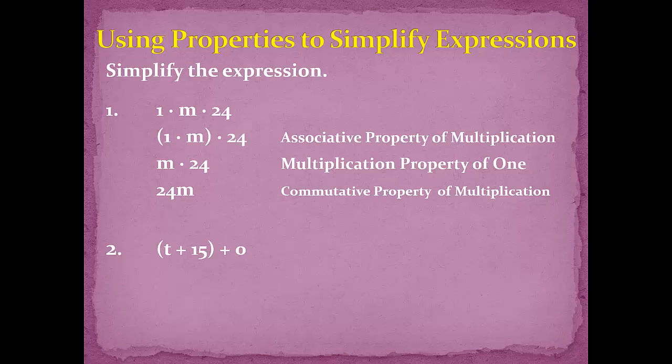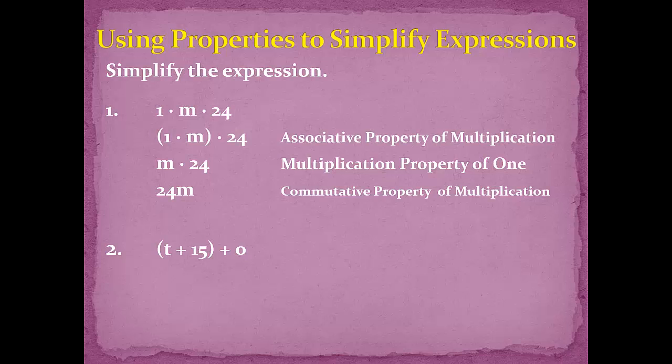We can use the commutative property of multiplication because that tells us that we can change the order and it equals the same thing. So m times 24 is equal to 24m. Remember, when you have a number and a variable next to each other, that means multiplication, and you do not need to write a symbol in between them.